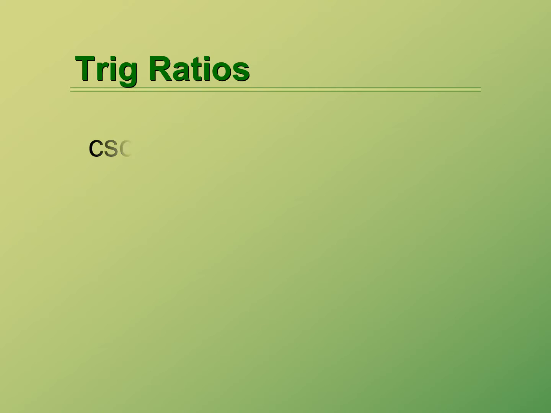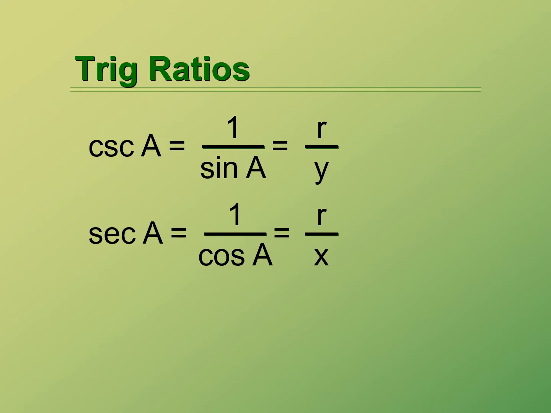And then we have our reciprocal trig ratios. Cosecant is the reciprocal of sine, so you would flip sine. Sine is usually y over r, so the cosecant would be r over y. And then secant, which is the reciprocal of cosine, would be r over x. And cotangent, which is the reciprocal of tangent, would be x over y.